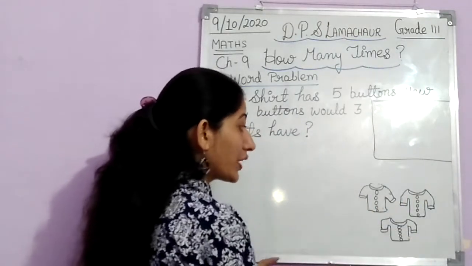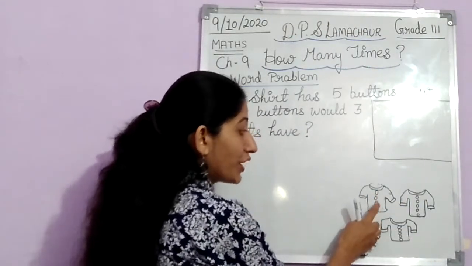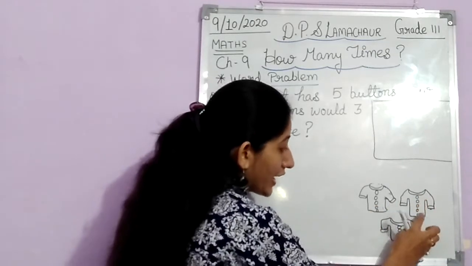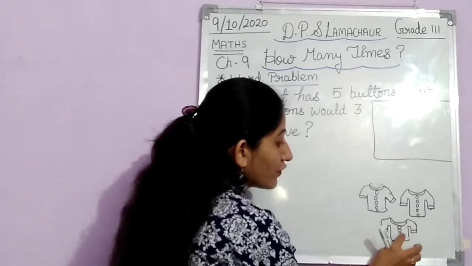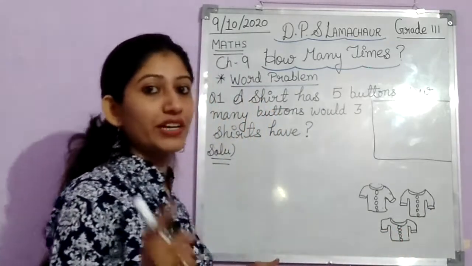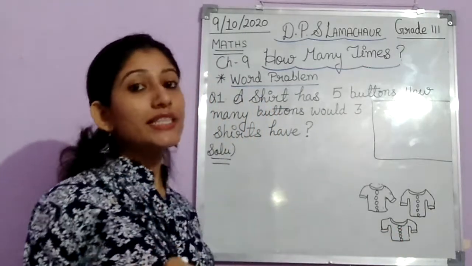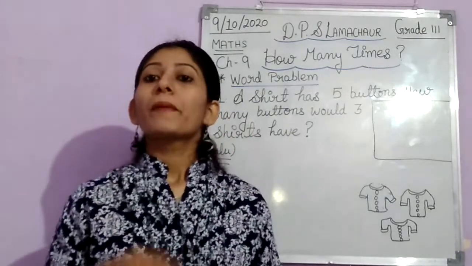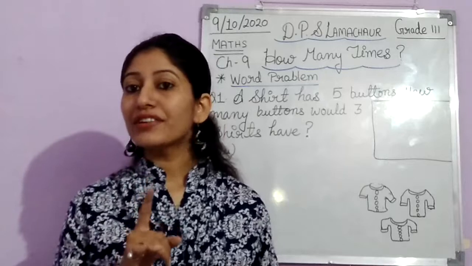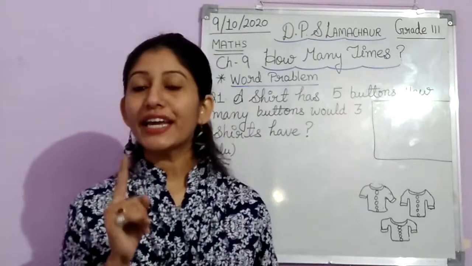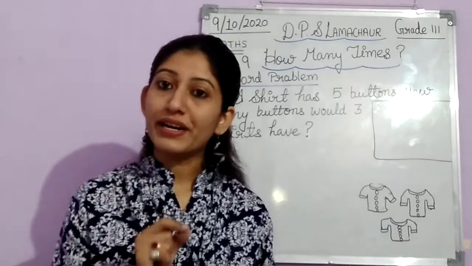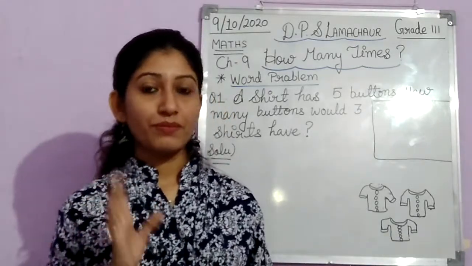आप इन सबको काउंट कर लीजिए. 1, 2, 3, 4, 5, 6, 7, 8, 9, 10, 11, 12, 13, 14 and 15. And what answer we are getting? 15. Simply we can say that 3 shirts have 15 buttons. What we have done here? We have done addition. लेकिन हम addition नहीं करेंगे. What we have to do? We have to do multiplication. इस चीज को अब समझेंगे.